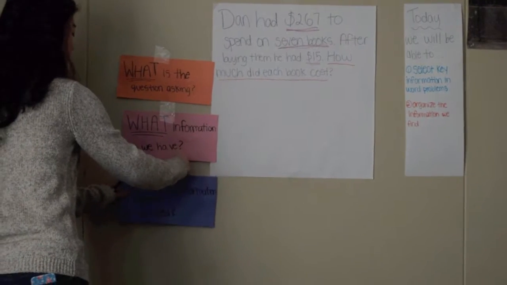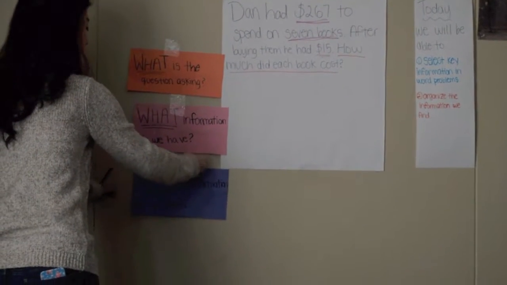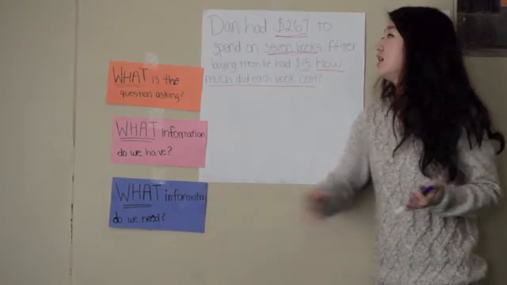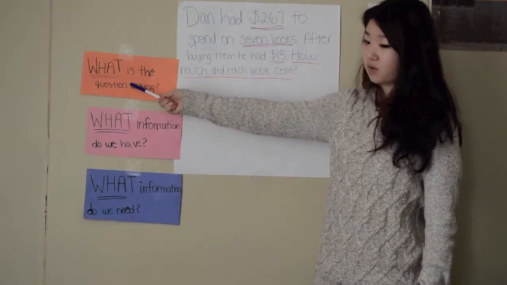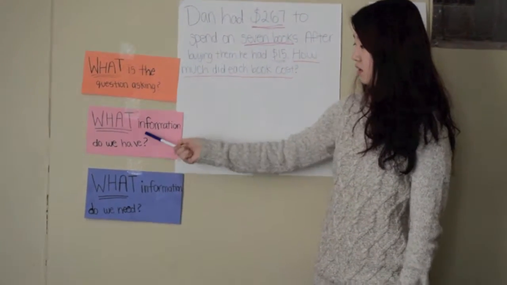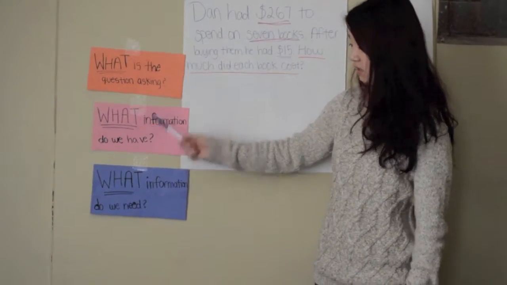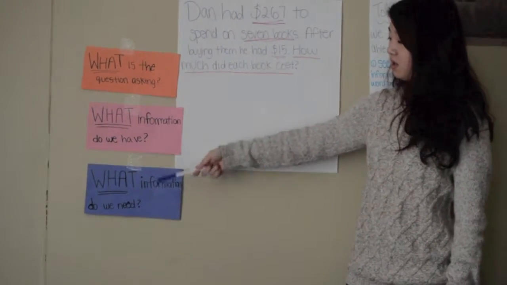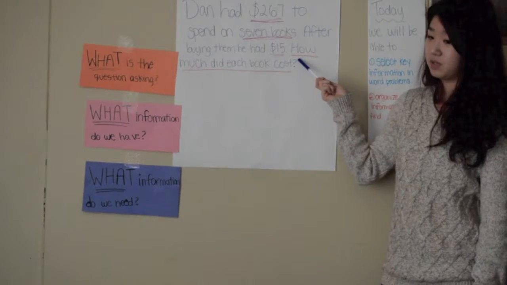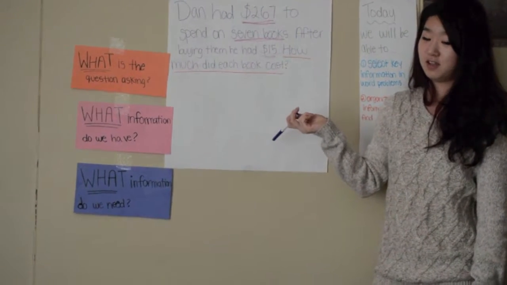So this strategy is what I'm going to call the 3 W's. Anytime we're looking for key information in word problems, I want you to think about what the question is asking, what information we have, and what information we need. That way we can organize the information in the word problem to solve it.